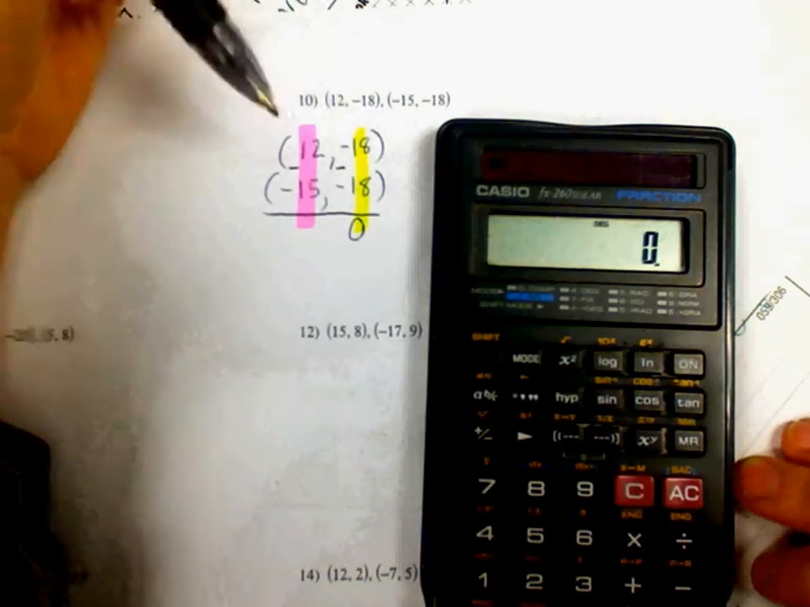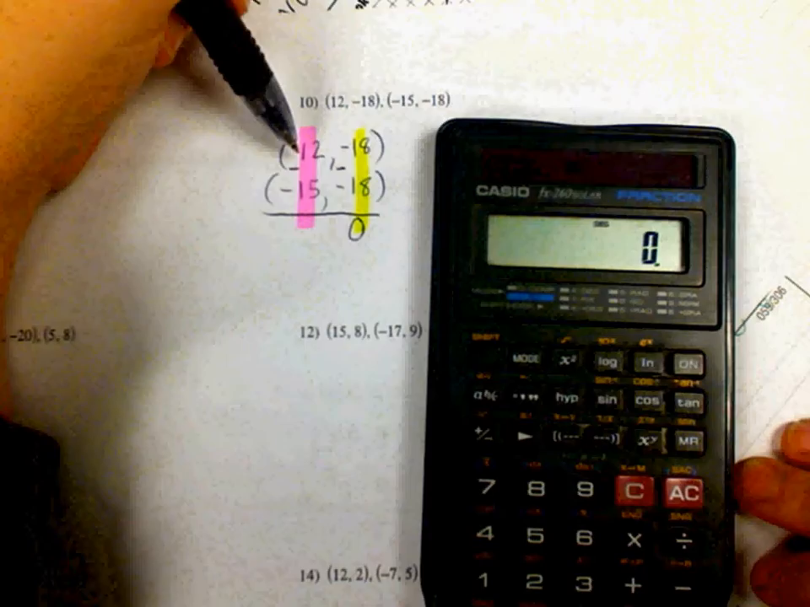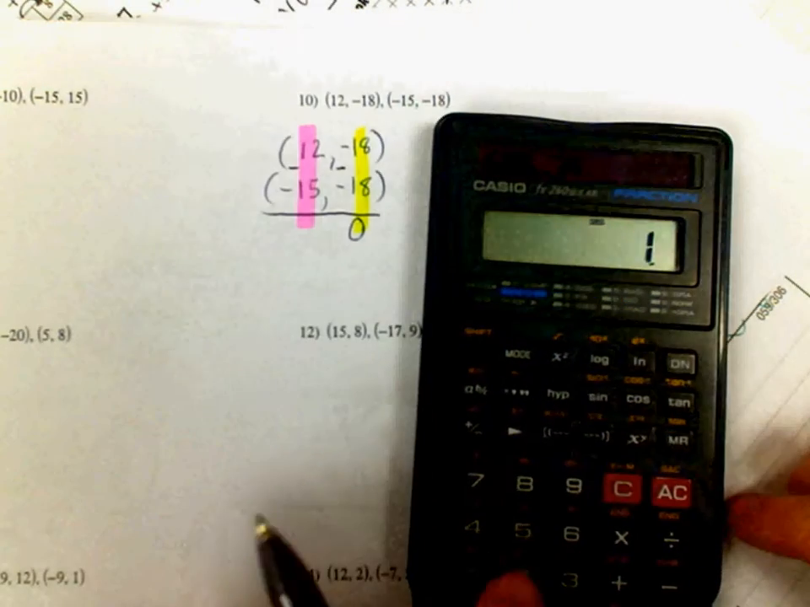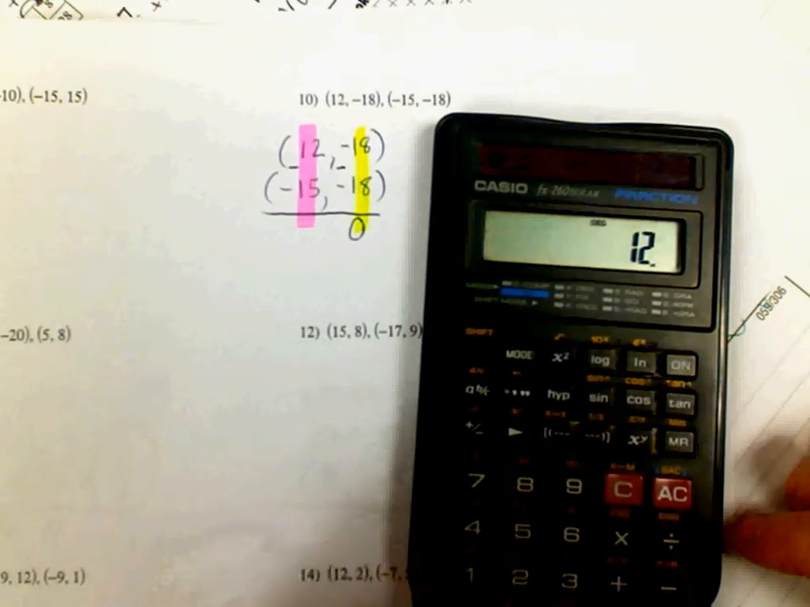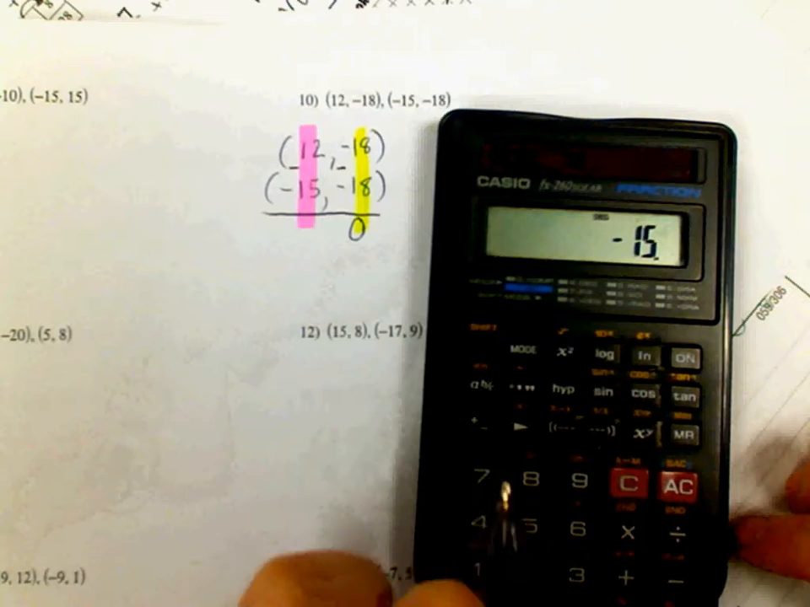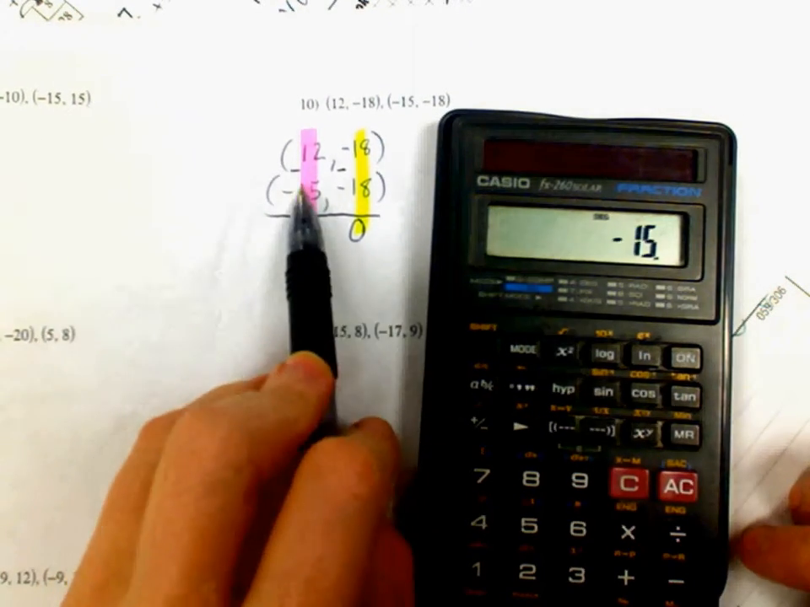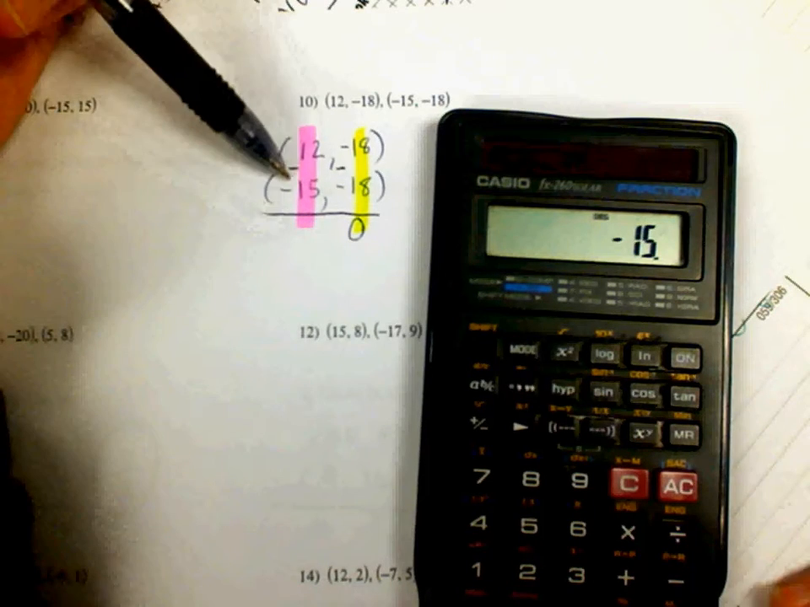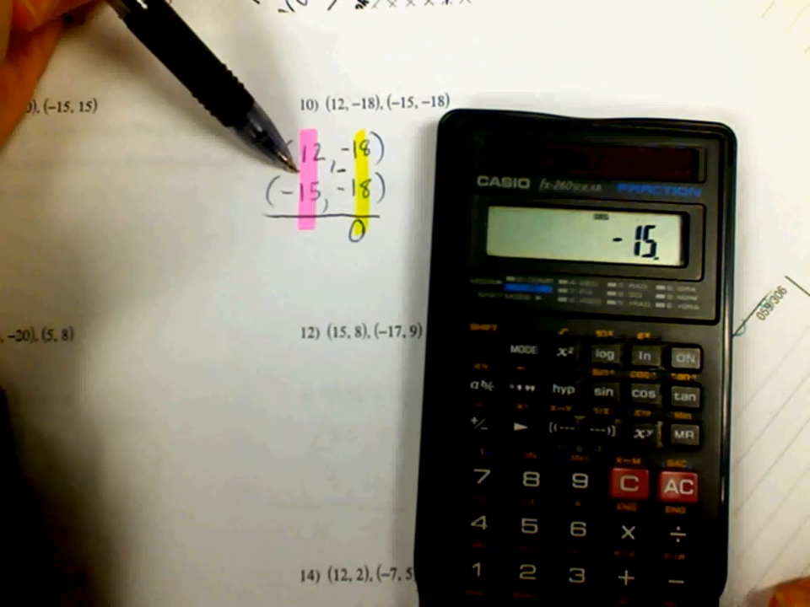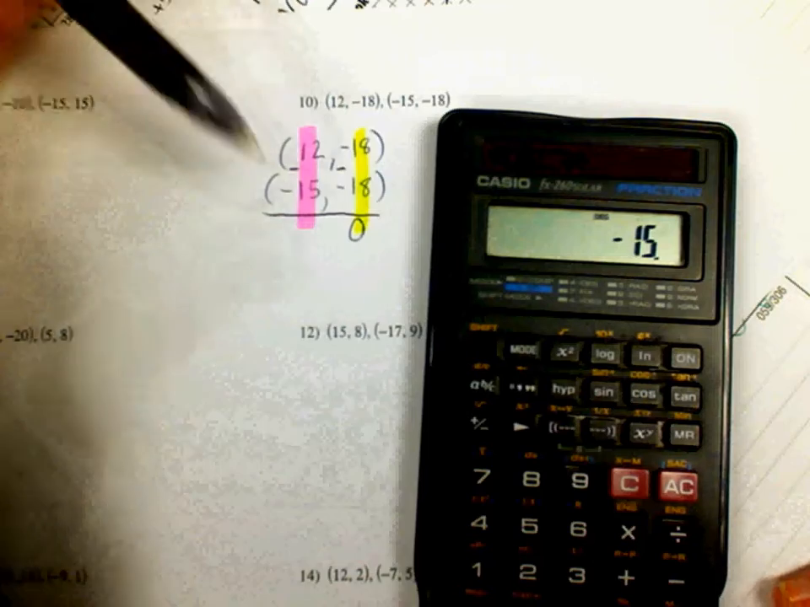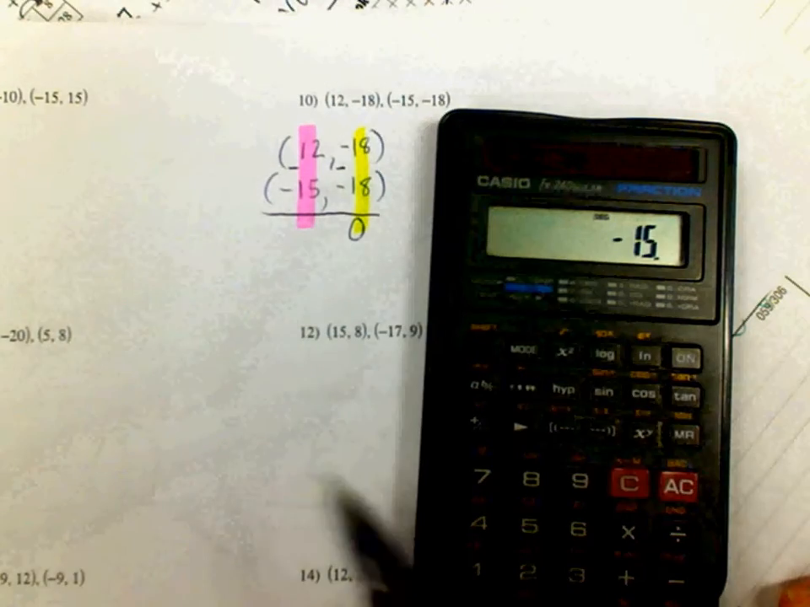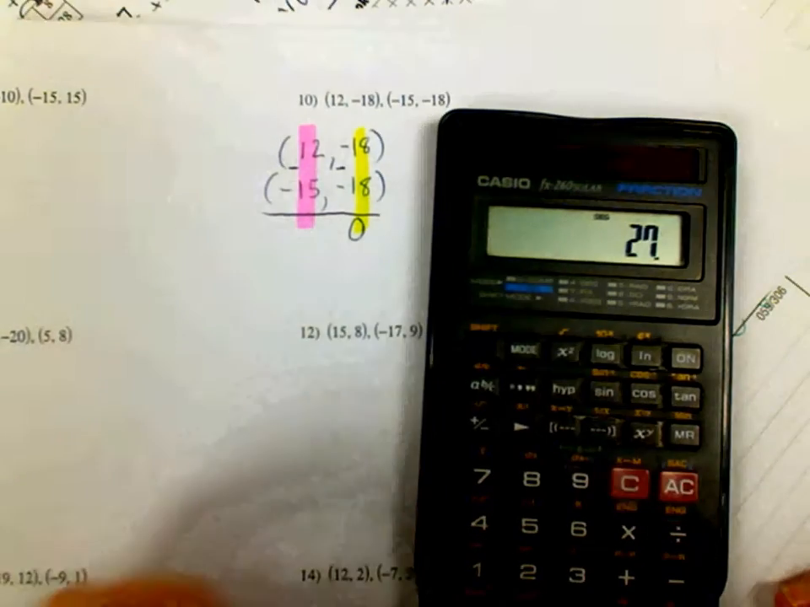Okay? Now subtract your x's. Positive 12 minus negative 15. You have to remember that this 15 is negative and you are subtracting. So what happens when you do that is when you have a negative and a minus sign, it makes it positive. You guys should remember that from 7th grade. And that gives you 27.